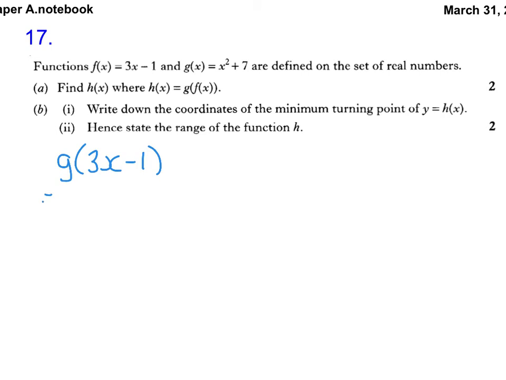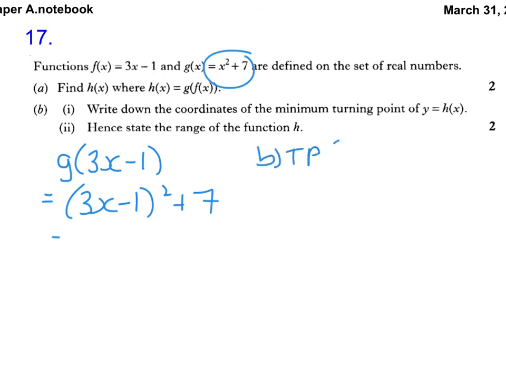So into the g equation, wherever we see x, we now put in this bracket. So they have got x squared plus 7. So we replace x with our bracket, square it, plus 7. Now, I would leave it there like that, because the next part asks us to write down the coordinates of the minimum turning point. So it's already kind of incomplete in the square form. So for part B, the turning point would be, now you've got 3x minus 1, so you have to put that equal to 0.